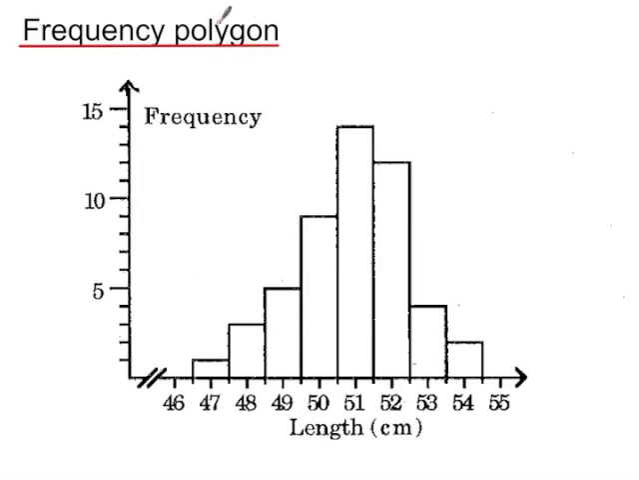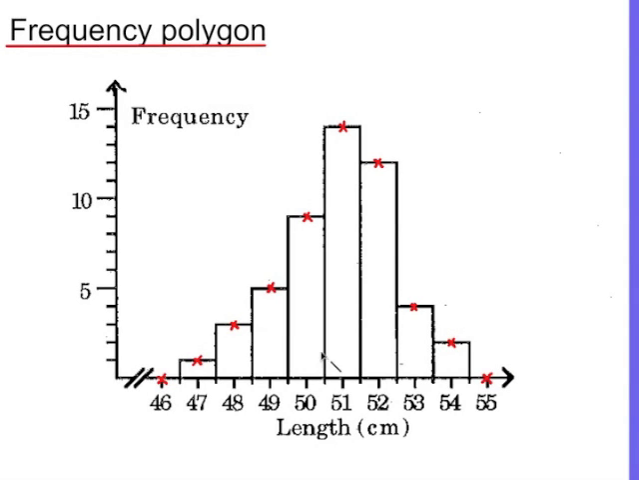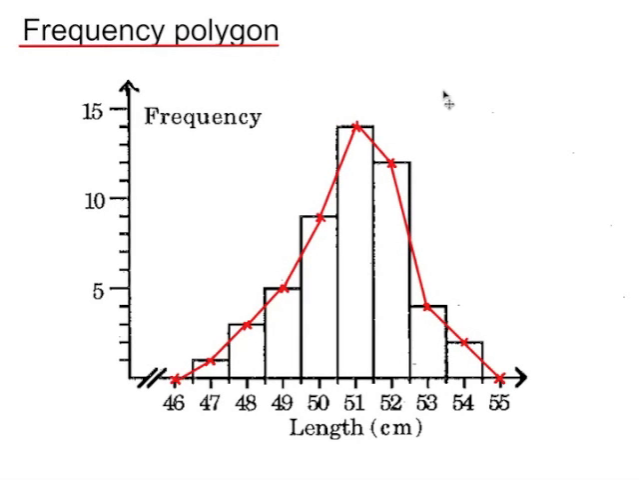A frequency polygon can be constructed from a frequency histogram by placing a cross in the centre at the top of each of the bars, including the centre of the space either side of the bars. These crosses are then joined up with straight lines. So just as a polygon in geometry consists of a shape with straight lines joined up, that's exactly the same with a frequency polygon.